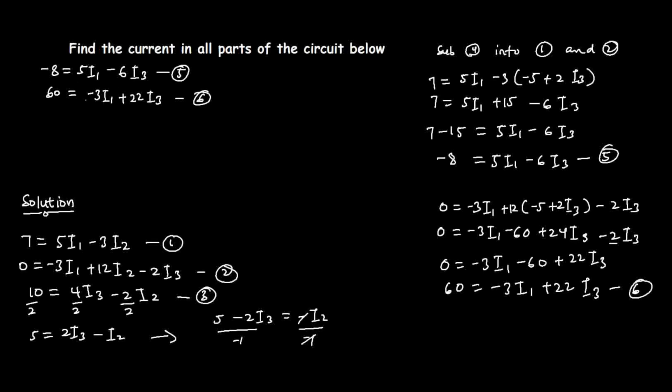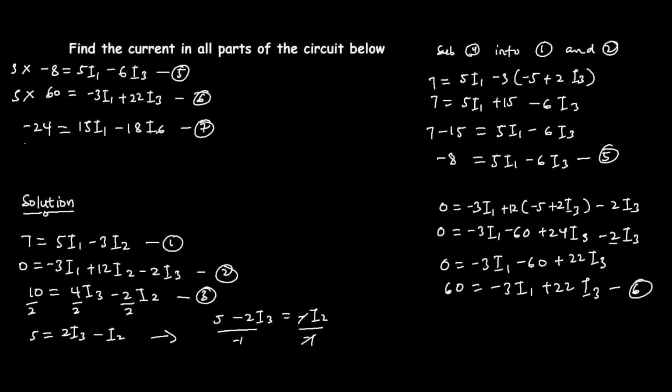So what I'll do here is that I want to get rid of the I1 here. So I'm going to multiply equation 5 by 3, and then I'll multiply equation 6 by 5. Doing this, I'll get 3 multiplying minus 8, that gives minus 24, and that will be equal to 3 multiplying 5I1, that's 15I1, and then 3 multiplying minus 6I3, that'll be minus 18I3. So let's name this equation 7.